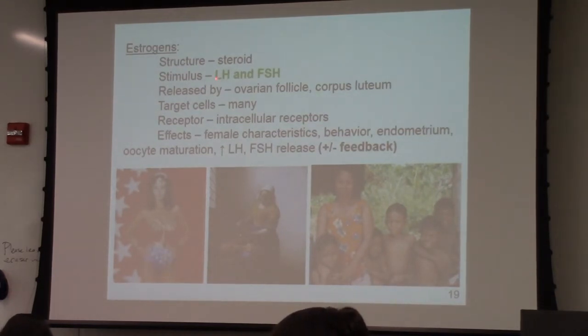They're steroids. Estrogen is released by the ovarian follicle, by the granulosa of the ovarian follicle, and by the corpus luteum. The triggers for the release are LH and FSH. LH and FSH participate in triggering the development of the granulosa and theca, as well as the release of estrogens and progesterones. There are many target cells. Both the low affinity and the high affinity receptor for estrogen are intracellular.